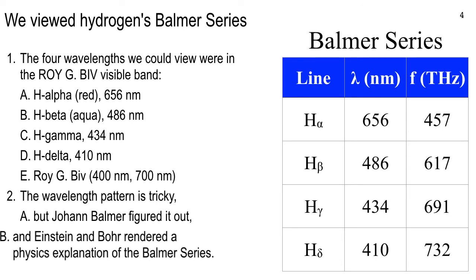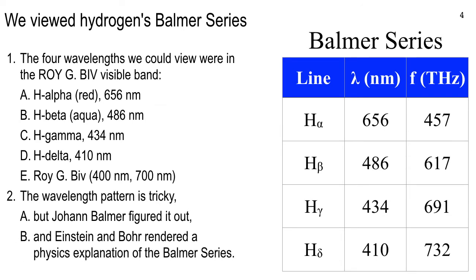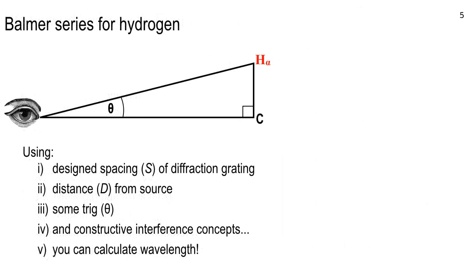Anyways, Johann Balmer figured it out. The guys that rendered an explanation for it, a theory for it, were Einstein and Bohr. Now, Bohr, I think we've mentioned before, his first name is Niels, from Denmark. Pretty smart guy. And he and Einstein figured out the quantum theory, or the beginning of the quantum theory of hydrogen. Now, a couple things about the Balmer series I want to point out.